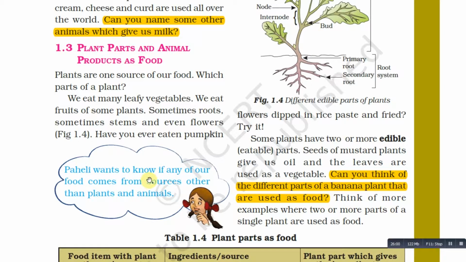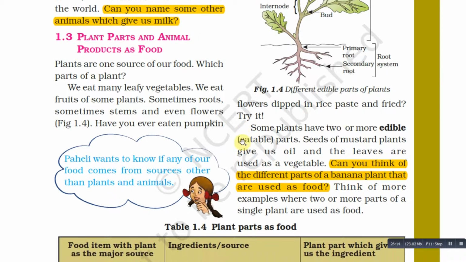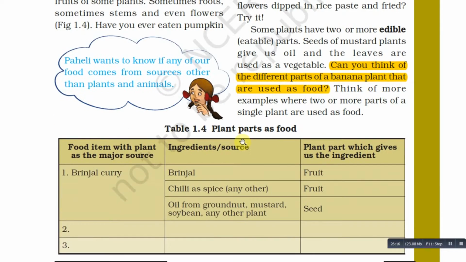Paheli wants to know if any of our food comes from sources other than plants and animals. Okay, so you have to determine that, you have to make that table, and you have to think of that. Now this is a new table, plant parts as food.